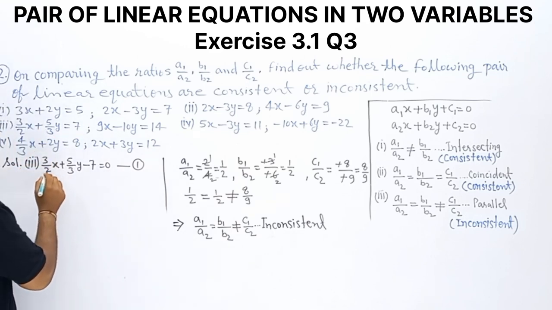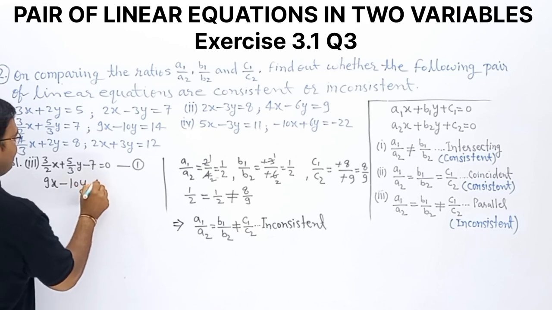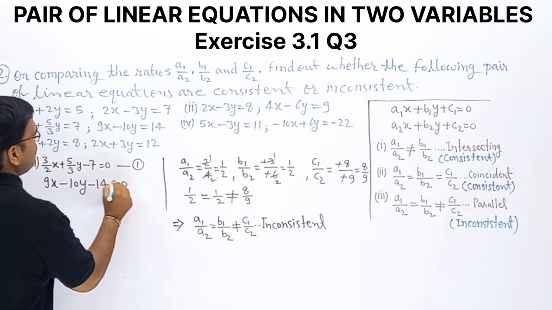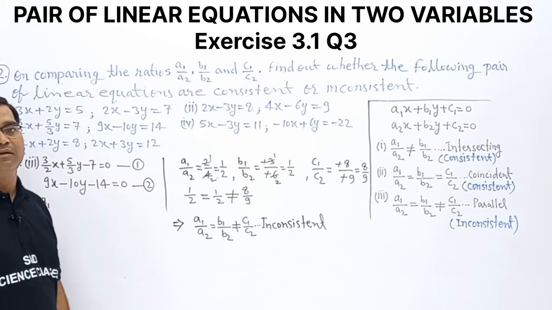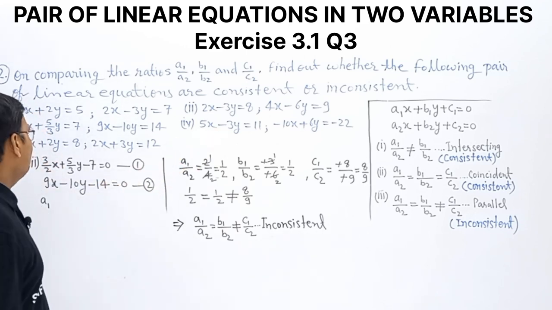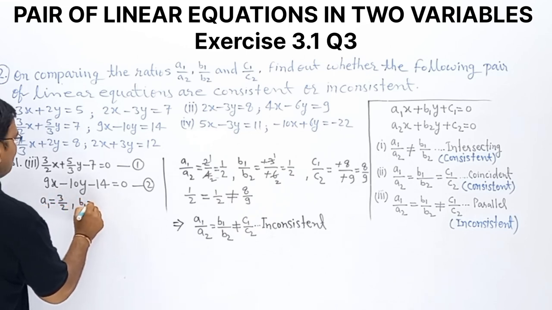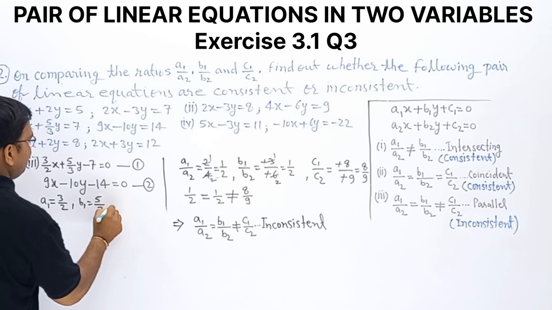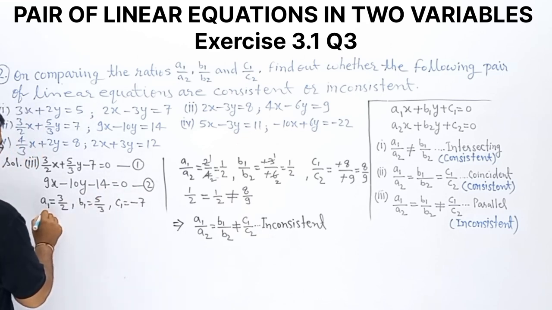Now what about the next equation? 9x minus 10y minus 14 equal to 0. This is equation number 2. Now find a1, b1, c1 and a2, b2, c2 by comparing these equations with the general equations. So a1 will be 3 by 2. b1 equal to 5 by 3. And c1 equal to minus 7. Clear? Now from the second equation, a2 will be what?